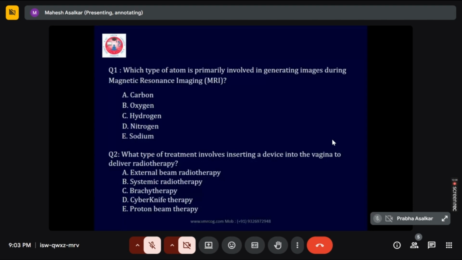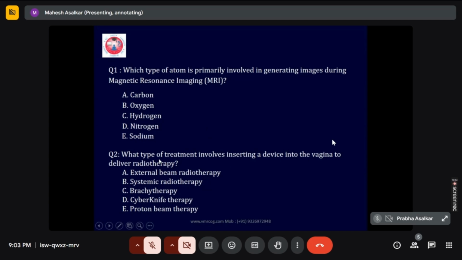Yes, sir. Which type of atom is primarily involved in generating images during magnetic resonance imaging? A. Carbon, B. Oxygen, C. Hydrogen, D. Nitrogen, E. Sodium. Actually, I don't know about this. Is it E. Sodium? Hydrogen. Yes, hydrogen is correct.